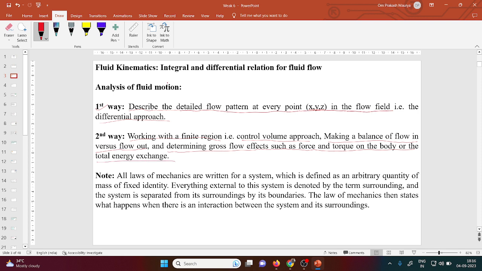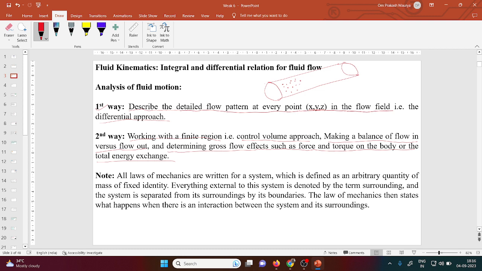Basically what is written here is that the first way, let's say this is the domain with the fluid flow in the pipe, or you can assume also the channel, no problem, but for the sake of understanding I have taken a pipe here. The first way is to describe the detailed flow pattern at every point. Basically this is a point, there are lots of points in the fluid flow domain, so at every point describe the flow pattern, what is happening.